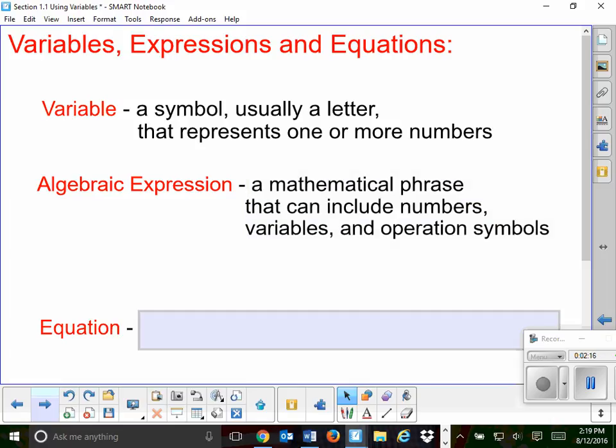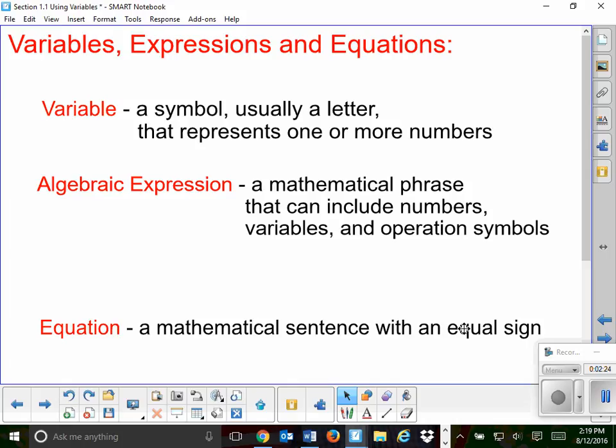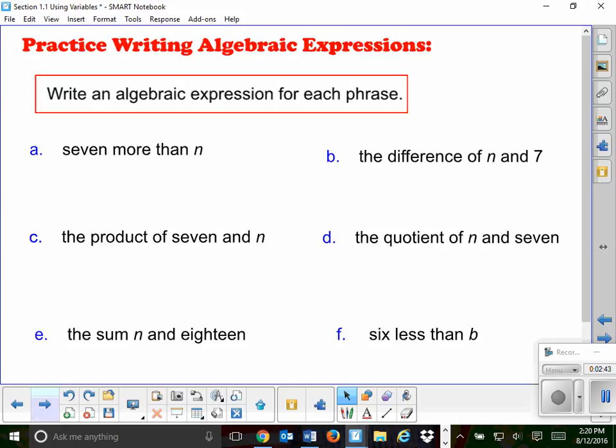An algebraic expression is a mathematical phrase that can include numbers, variables, and operation symbols. And then an equation is a mathematical sentence with an equal sign. The difference between an expression and an equation is that equations have equal signs and expressions do not. Okay, so you can pause it if you need to write down the definitions, and I'm going to keep moving on.